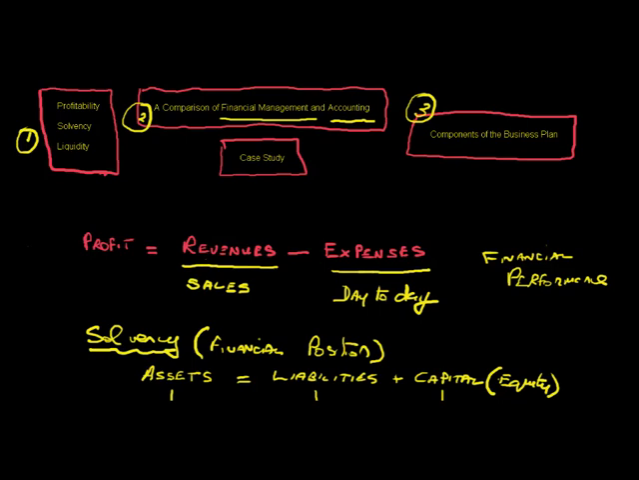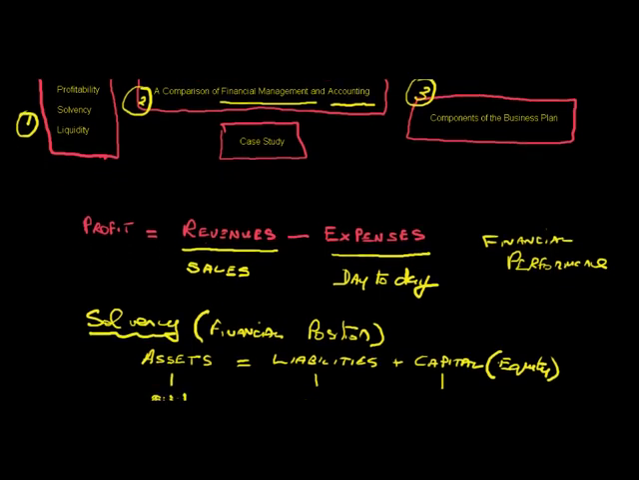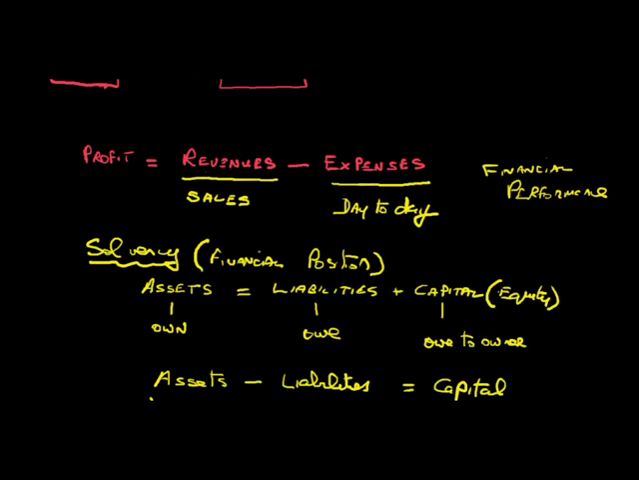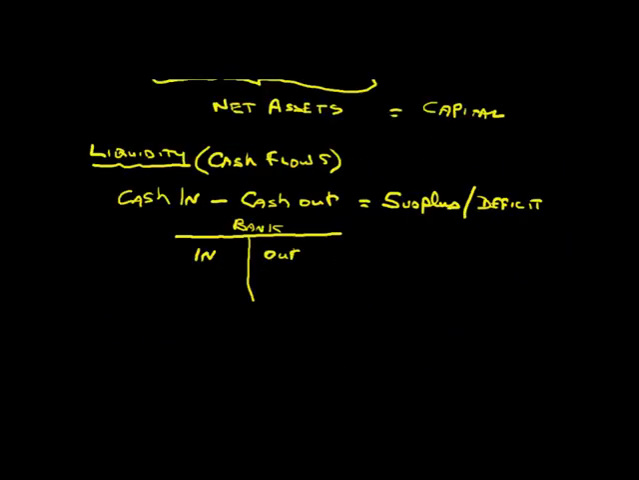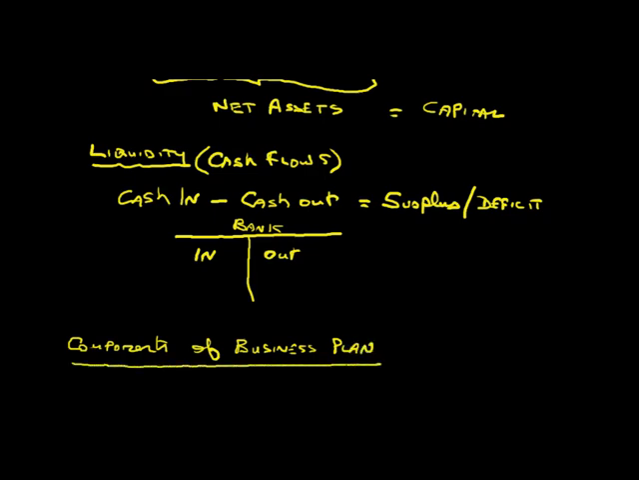So we're going to have three parts of a business plan. One will measure the profitability, one will measure the solvency, and one will measure the liquidity. So let's just list them out first before we start our case study. So I just write this in: components of the business plan.